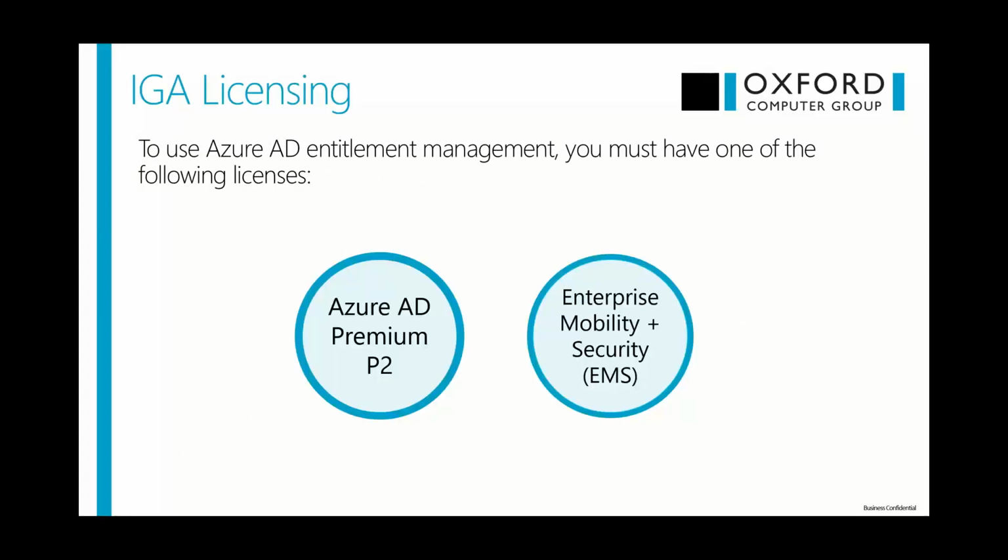Licensing. What licensing is needed for IGA? To use Azure AD Entitlement Management, you must have one of the following licenses: Azure AD Premium P2 or Enterprise Mobility and Security.